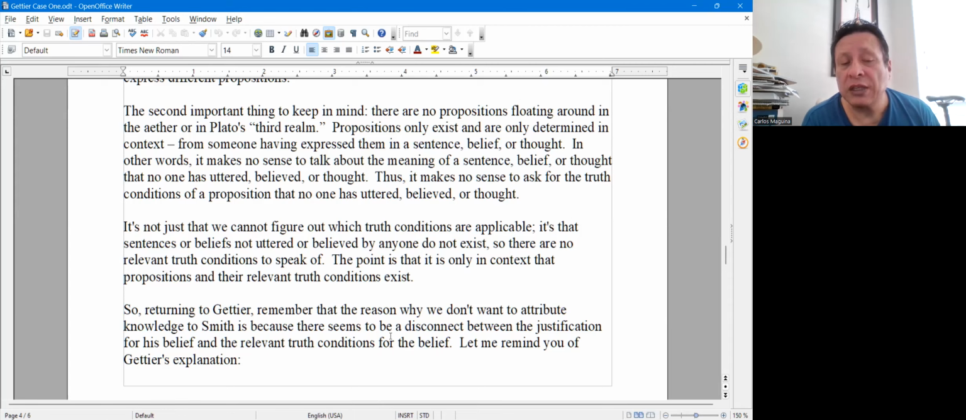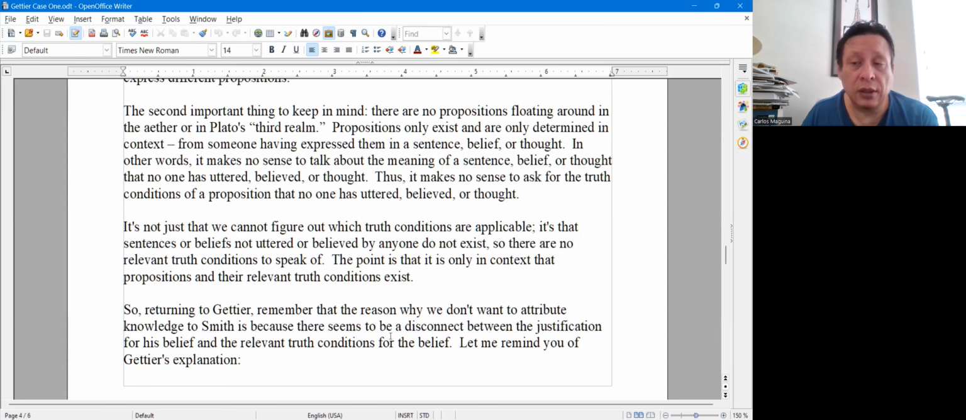It's that sentences or beliefs not uttered or believed by anyone don't exist. So there are no relevant truth conditions to speak of, right? The point is that it is only in the context that propositions and the relevant truth conditions exist. That's my point. It might be controversial, but I don't think it's wrong. I think it's correct, right?